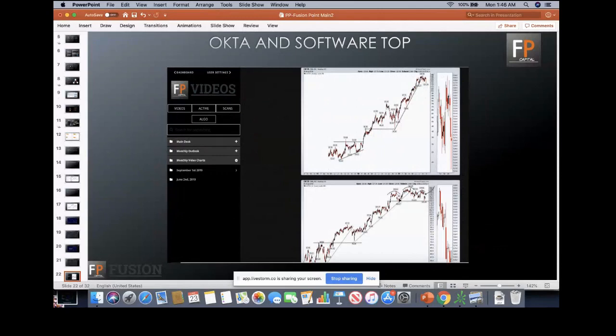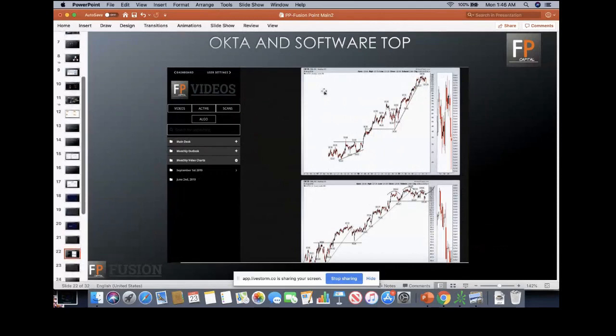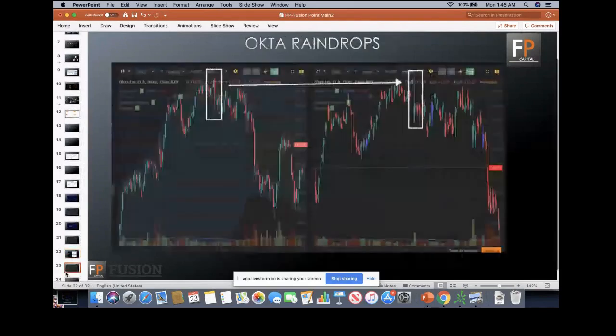And so how do you know what to do here? I want to just show you the OKTA candles inside versus the raindrops at the very top. So this is that actual top in OKTA. It had broadened out, and you can see it again here.